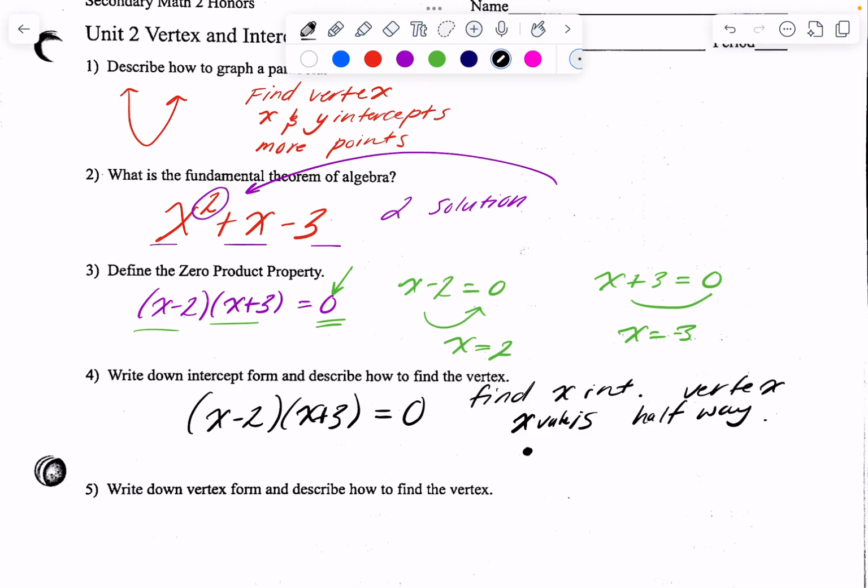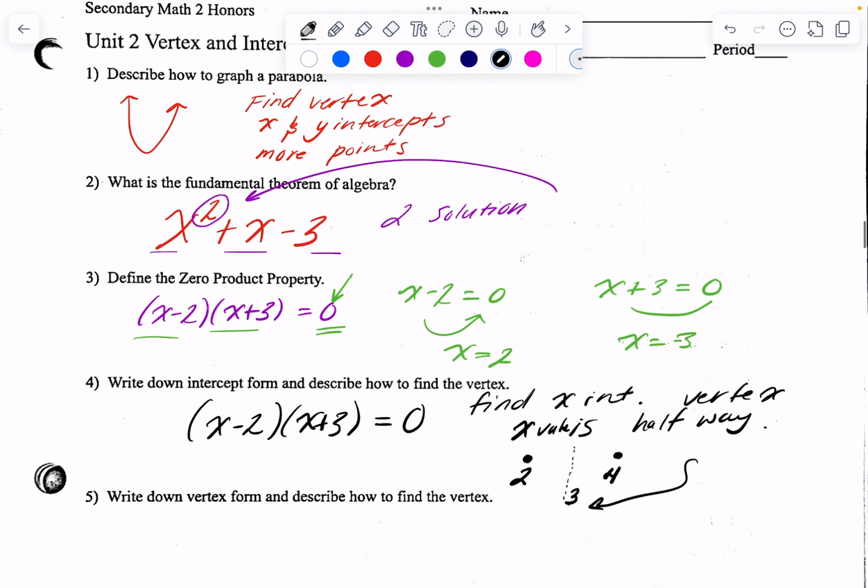So let's say our x-intercept is at, for easy purposes, I'm going to do 2. And let's say an x-intercept is at 4. The vertex, the axis of symmetry is at 3, since it's halfway. Then you'll go plug in x equals 3 back into the function, for example, to find the y value.